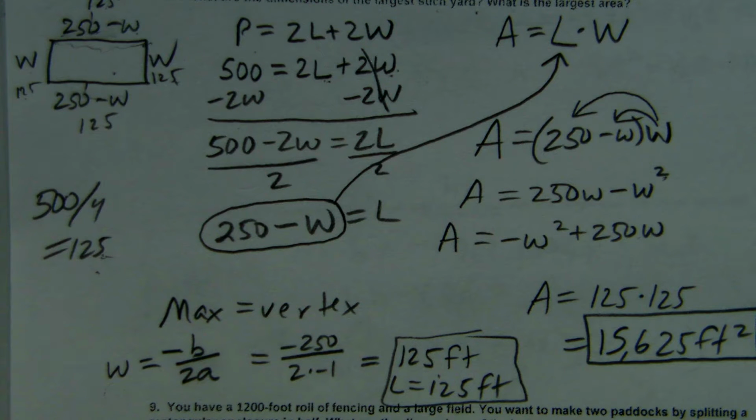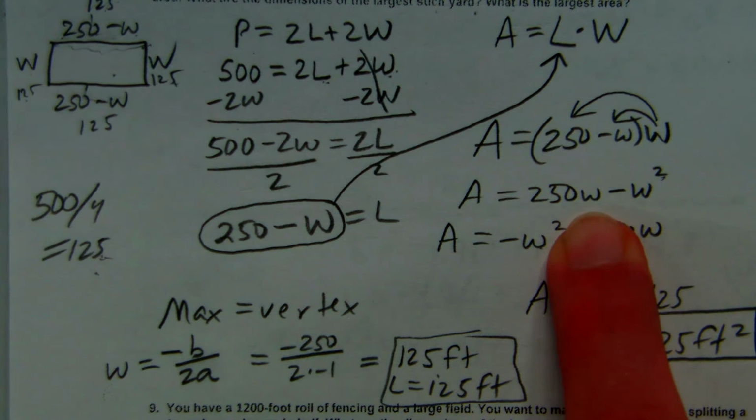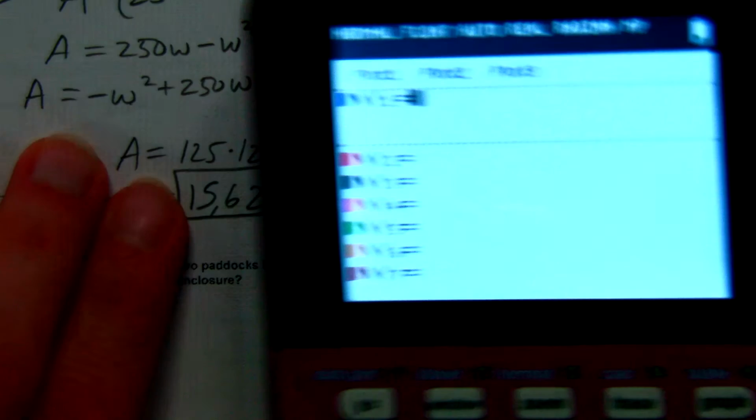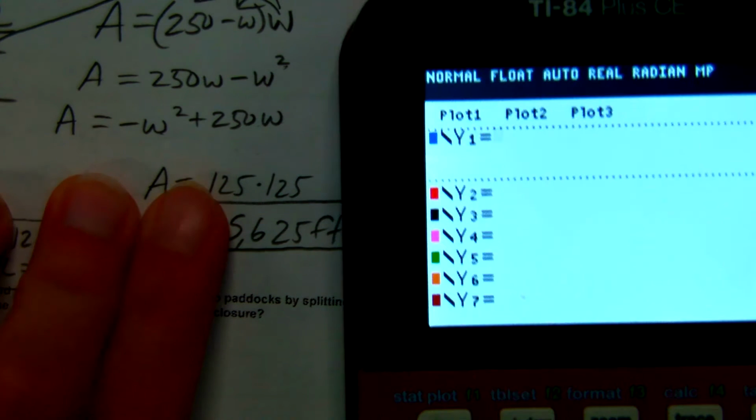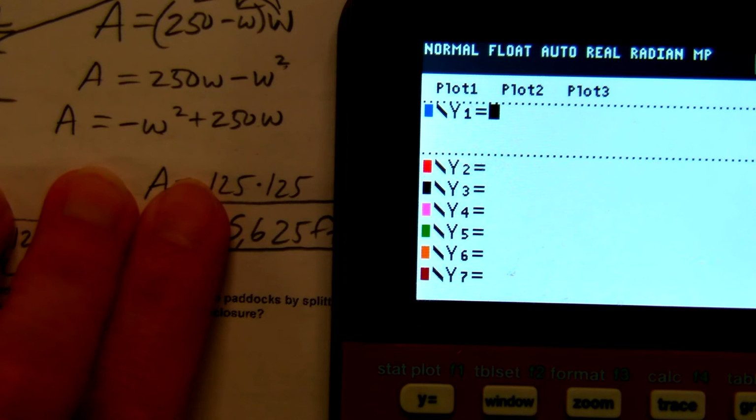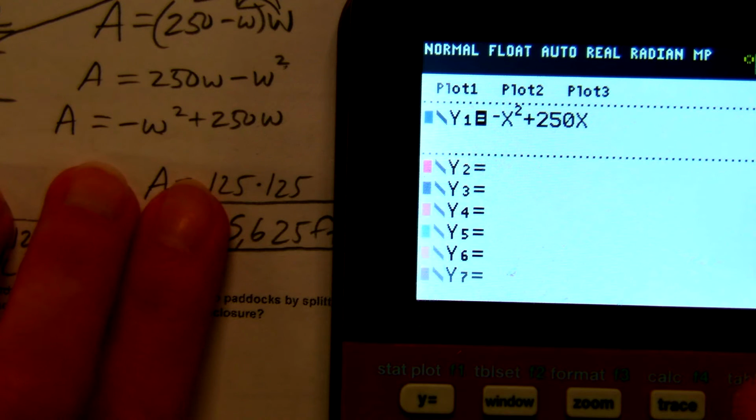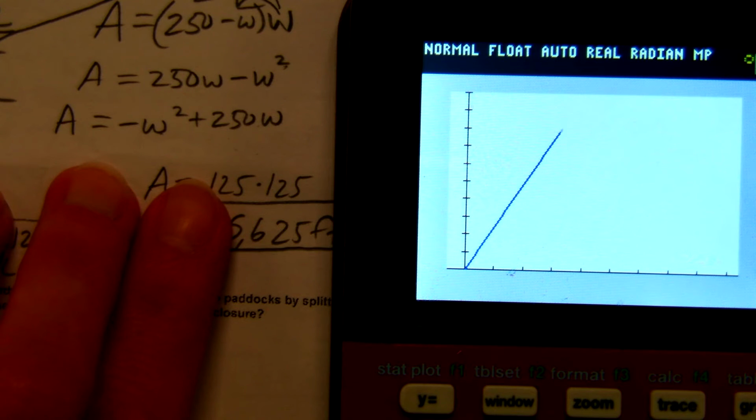Now, let me talk about the calculator a little bit, because some of you really like the calculator. When we made this equation, if you like the calculator, you could work out this equation and still go over and graph it. So I had negative w squared, which I have to use x on here, but same thing, just different letter, plus 250x. I don't know what my screen is set on right now, so, oh look, I think it's showing part of the graph.